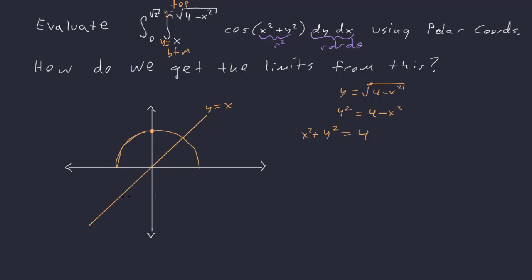Okay? So we have these two guys. And now we need to look at what's going on in the x's. So x is going from 0 to square root 2. Well, okay, so x, this is the x-axis. X goes from 0 to wherever square root 2 is. Okay, so if this is the bottom and this is the top, that means what we're really looking at is this region here.